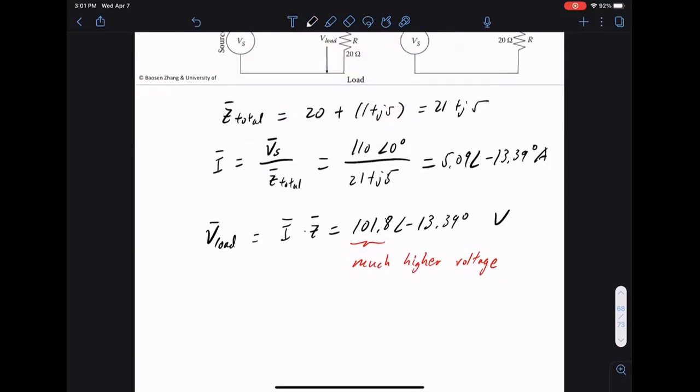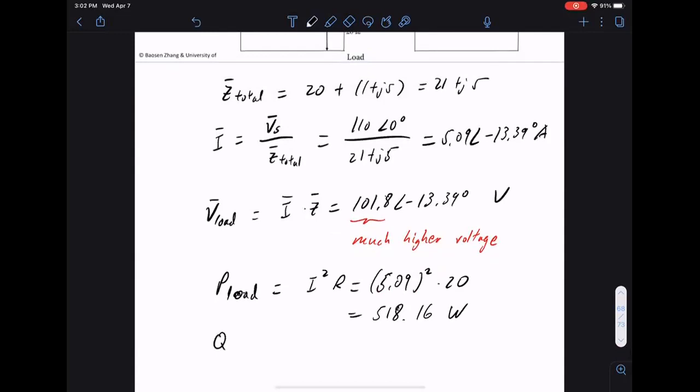The power consumption. So here the power of the load, since I only have a resistor, will be I squared times my load. This will be 5.09 squared times 20. This is 518.16 watts. My Q load is 0, right? I only have a resistor. There's nothing consuming reactive power in the load.